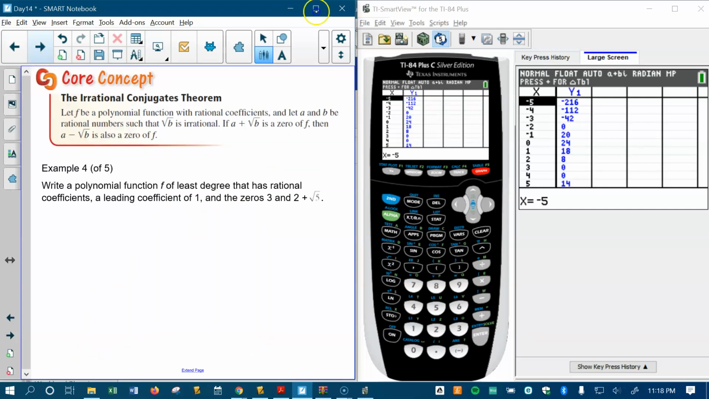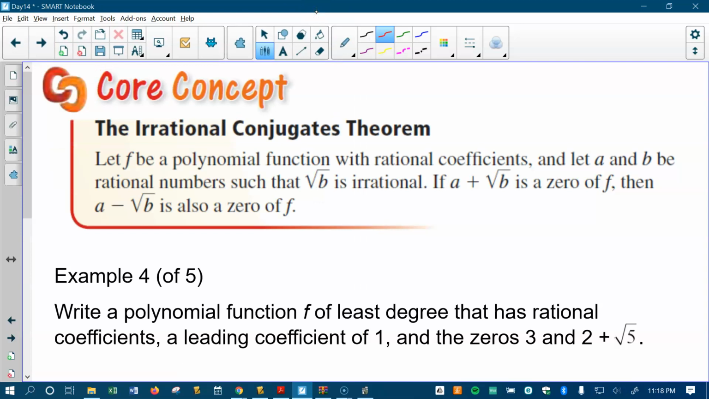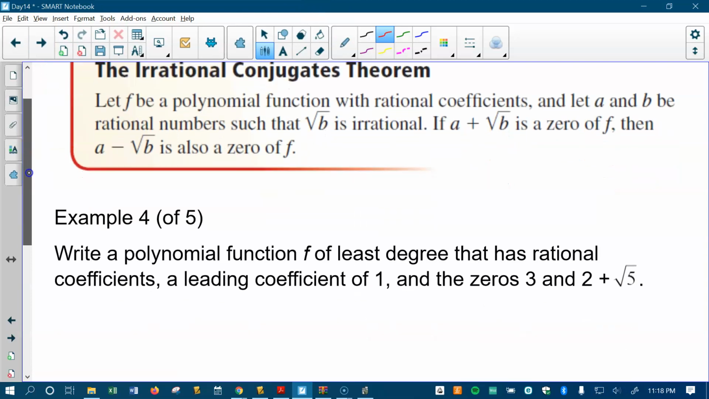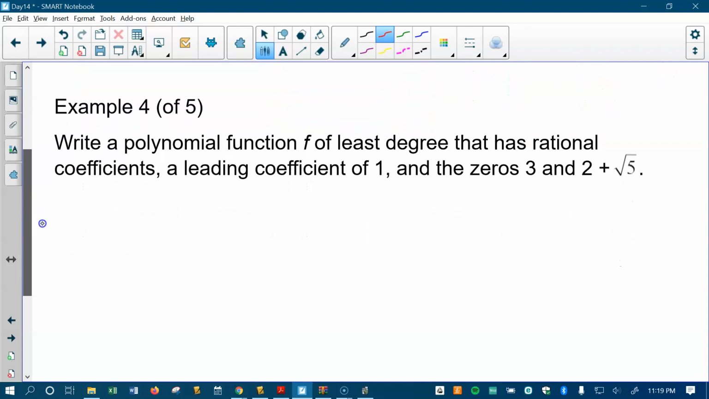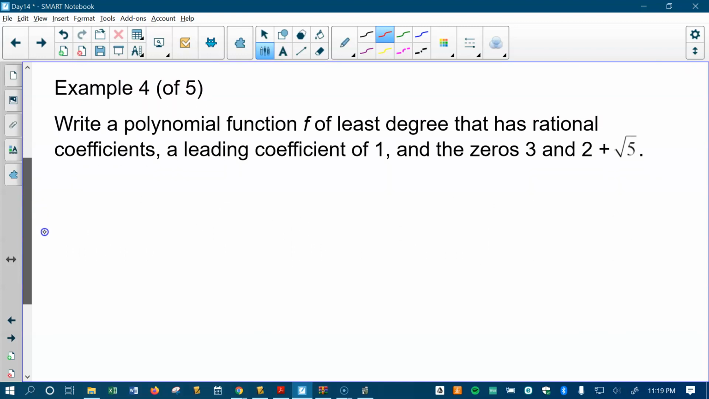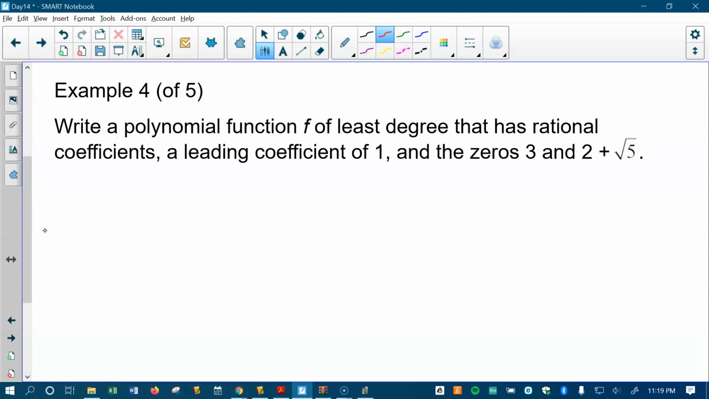Okay, this problem is going to be a little bit tougher. So there's something called irrational conjugates, and I'm going to show you what that means. It says write a polynomial f of at least 1 degree that has rational coefficients, a leading coefficient of 1, and the zeros 3 and 2 plus root 5.